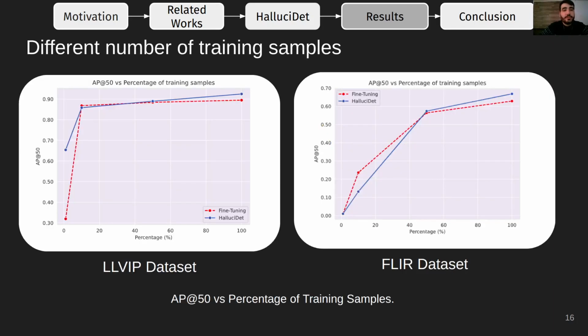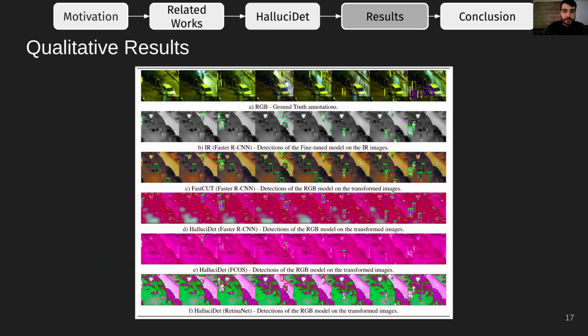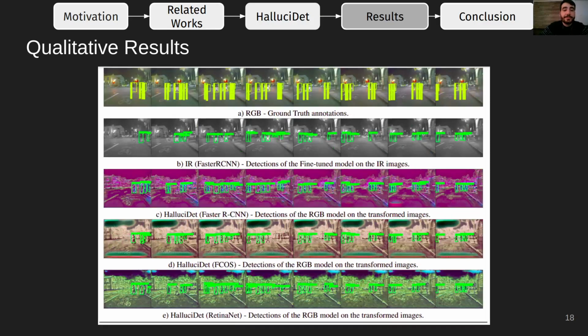We also try to train the method with different numbers of training samples. For the LLVIP dataset, with around 20% of the training samples we are close to the fine-tuning, while for the FLIR ADAS dataset, with around 50% of training samples we are close to the fine-tuning. Some of the qualitative results show that our method has fewer false positives than the others compared for the different datasets, and we also have a more precise detection.